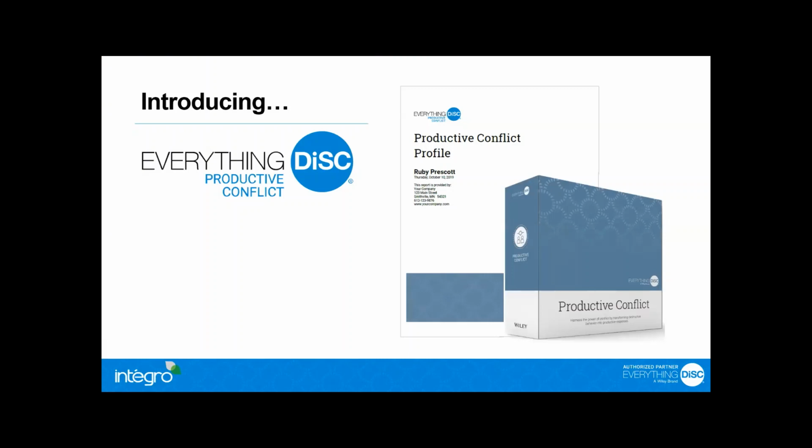Introducing the Productive Conflict Profile and the facilitator kit. You'll see in the background there the front cover of a Productive Conflict Profile for a person called Ruby Prescott. Now, that is the sample report. If you go into your Epic account to produce a sample report, it'll be the Ruby Prescott profile that we'll download. All right, and I'm going to use Ruby as our example for today.